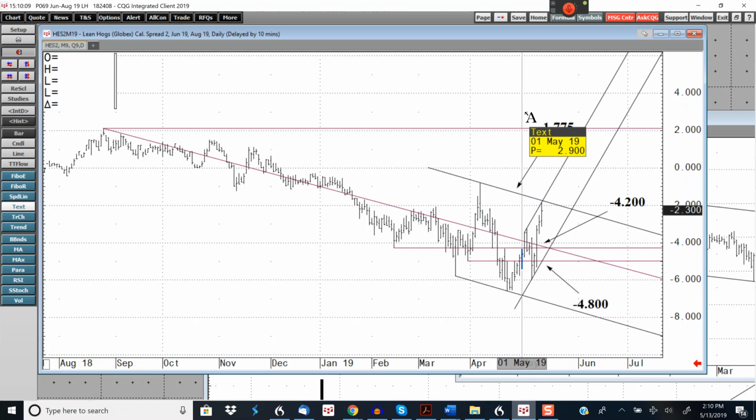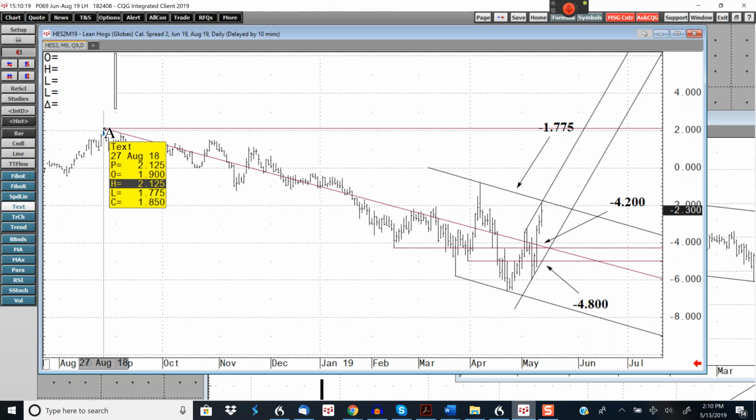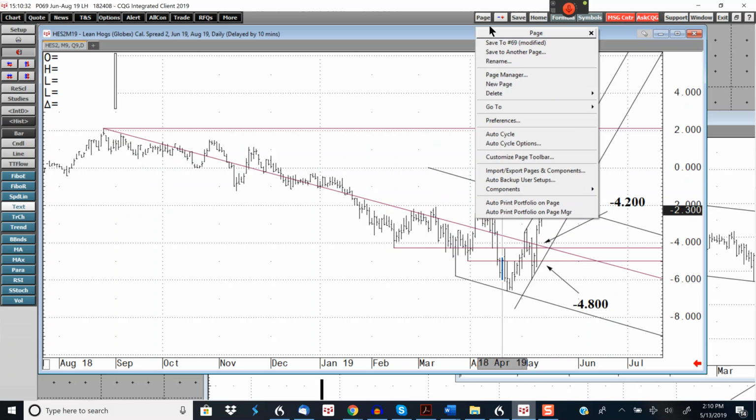If we close above negative 1.775, that's actually bullish. So I do like the idea of buying the June-Aug spread if we close above negative 1.775, because I do think, are you kidding me? Oh, that's positive 2.125. I was thinking less than a full point. No, it's several points. A several point rally up into that area.